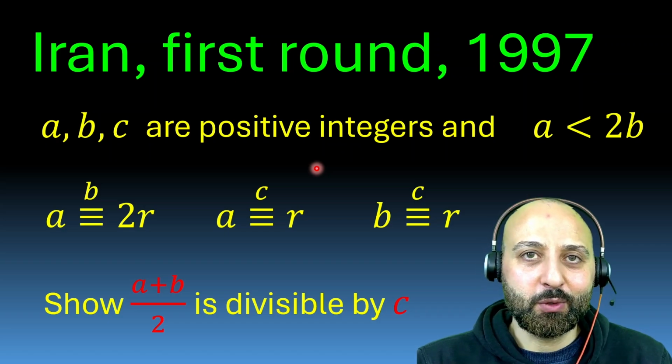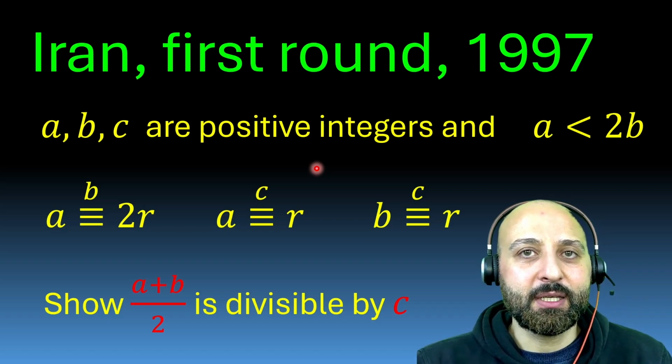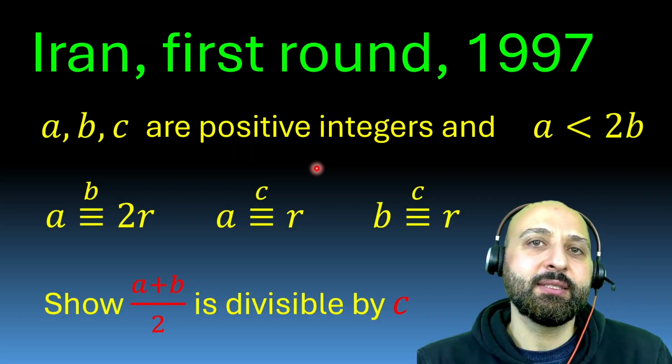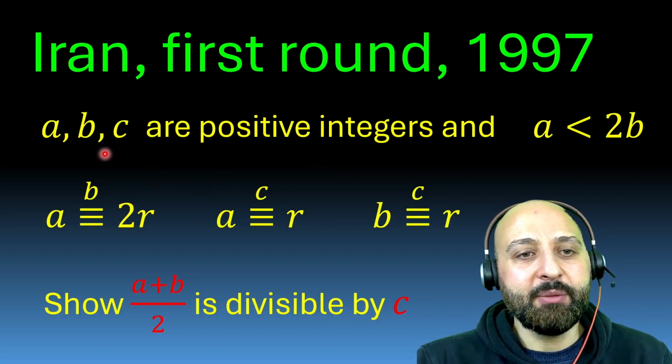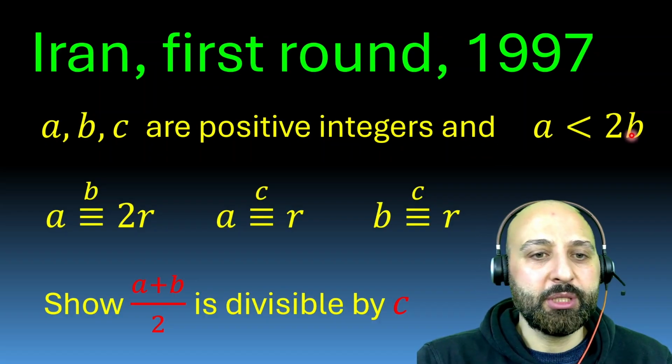Hi, here we have another question from Iran Mathematical Olympiad round number 1, year 1997. This question is a number theory exercise, and we have a, b, c are positive integers, and we know that a is less than 2b.